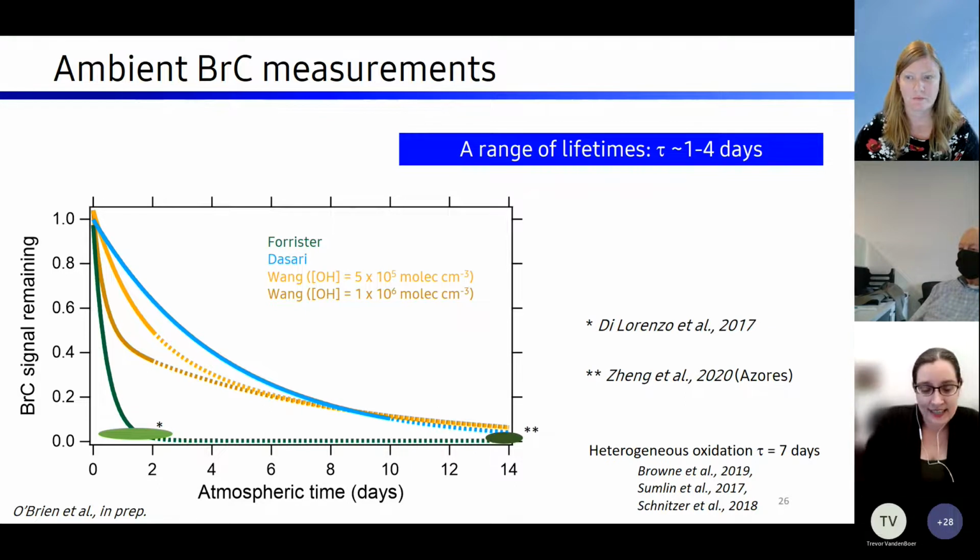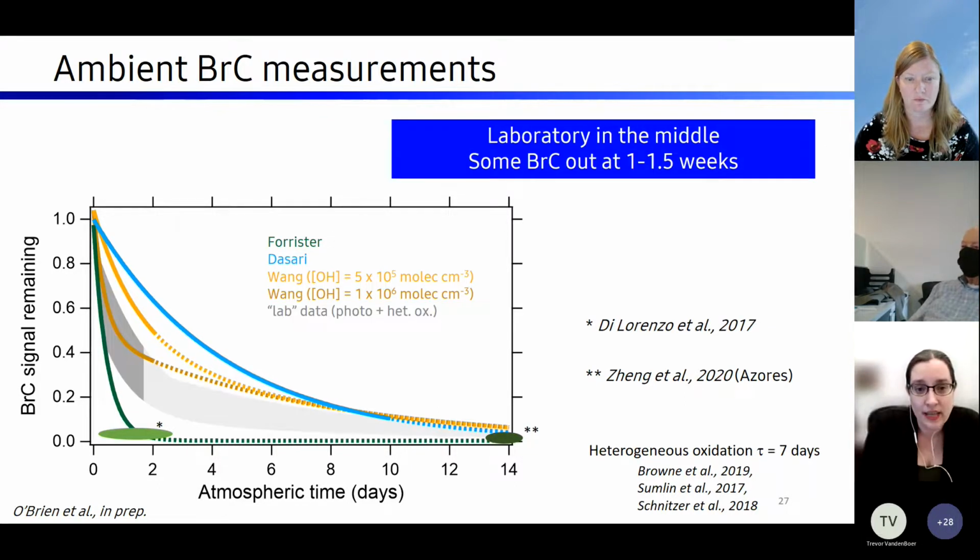Now I can take these ambient data sets and overlay on top of that the laboratory data that we have. What we find is the laboratory data is falling in the middle region between these. This is the laboratory data for the direct photolysis, and then similarly to the Wang et al. data set, I'm also including the heterogeneous oxidation decay on top of that, because we can assume that if these are in the atmosphere, they can also be experiencing heterogeneous oxidation. So in general, for many of these fires, what we are seeing is some organic material that has brown carbon color out past a week, even a week and a half in the atmosphere. So we have some photoresistant brown carbon.